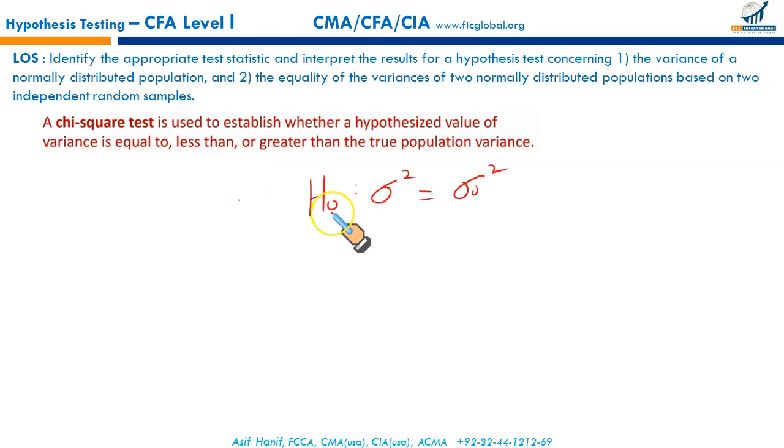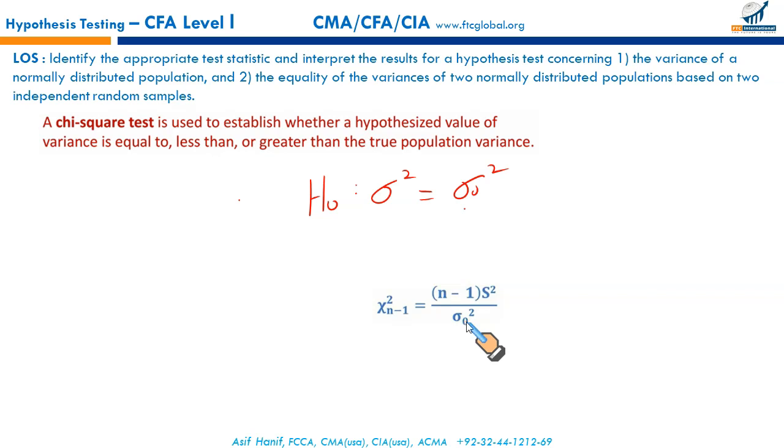The basic situation in the chi-square test is that your null hypothesis is that the hypothesized value of variance is equal to the true population variance. So the chi-square statistic is given by this formula. We'll do the questions, then you'll know how to apply this formula. Here n is the sample size, this is the sample variance, and this is the hypothesized population variance.